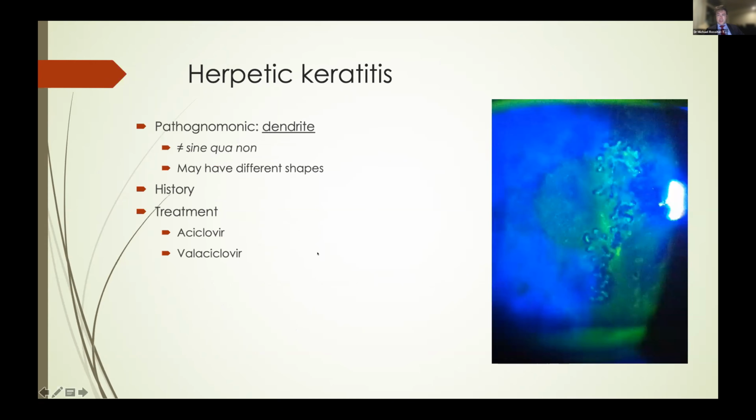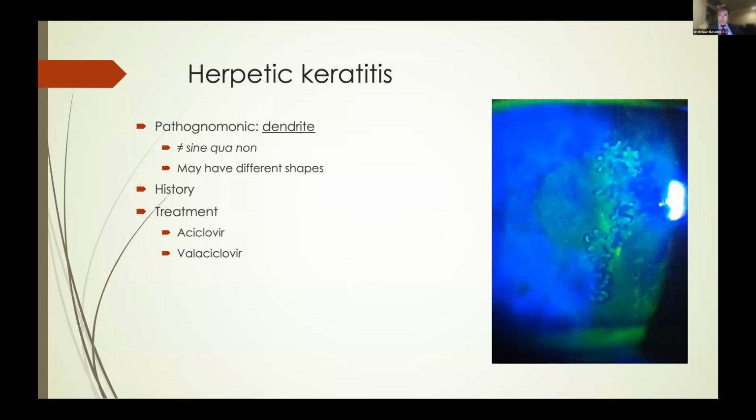Herpetic keratitis is a slightly different one, and you'll probably all be familiar with what this looks like, the classic dendrite. It's pathognomonic, but it doesn't have to be present for the diagnosis, or in order for it to be HSV keratitis. Herpetic keratitis does not have to present with it. It doesn't have to have that shape.